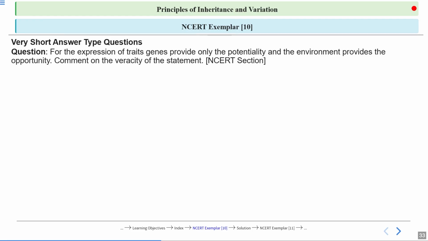Now, the next one: for the expression of traits, genes provide only a potential, and the environment provides the opportunity. You have to comment on the validity of the statement. So what is the correct answer?